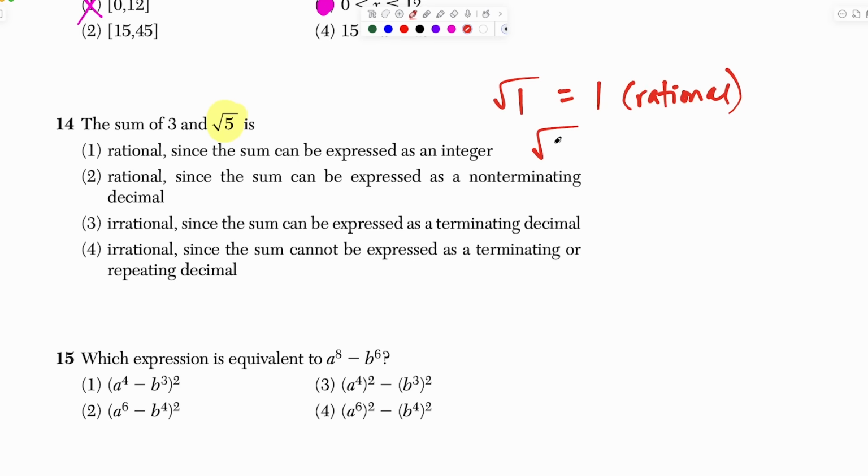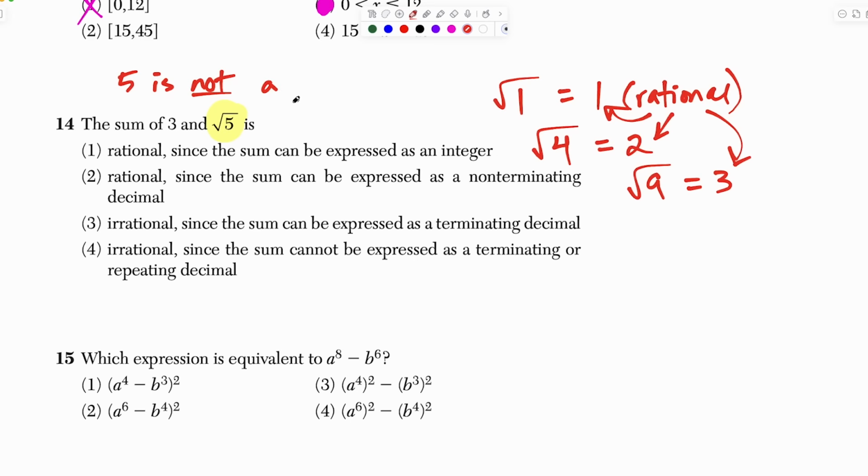And if I had something like square root of 4 is equal to 2, because 2 times 2 is equal to 4, this is also rational. And the same thing with square root of 9. Square root of 9 equals 3. So these numbers here are all rational. But when you have the square root of a non-perfect square, 5 is not a perfect square, that's when you wind up with something that is irrational. Okay, so that's just a quick way to identify if a number is rational or irrational. 5 is not a perfect square, so this number here is irrational.